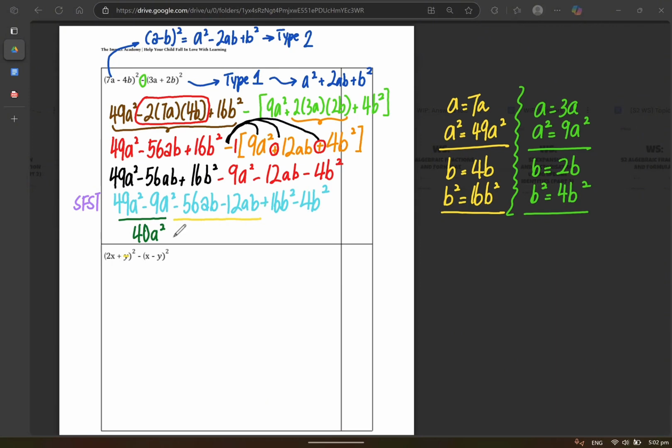Thanks for helping me with this, I appreciate that. 68ab, yeah? And finally, last but not least, is of course this one over here. That becomes plus 12b squared. Very good. And is this your answer? Therefore, this is my answer for this question.